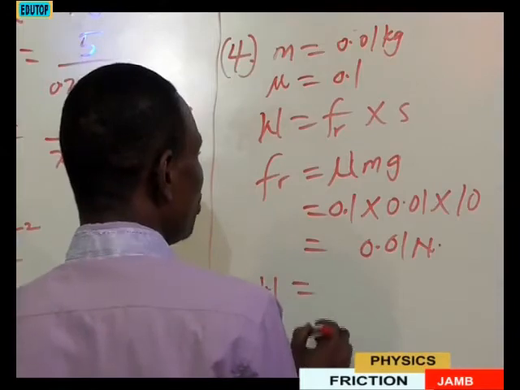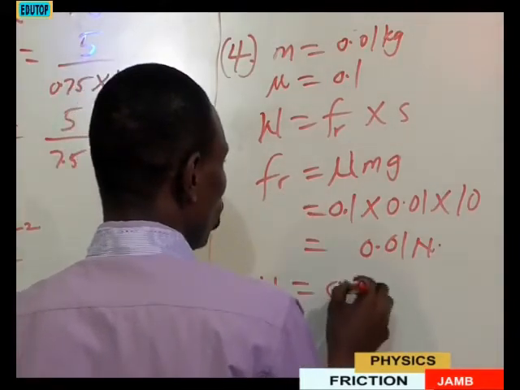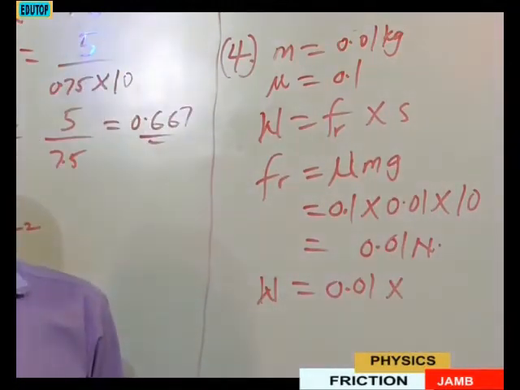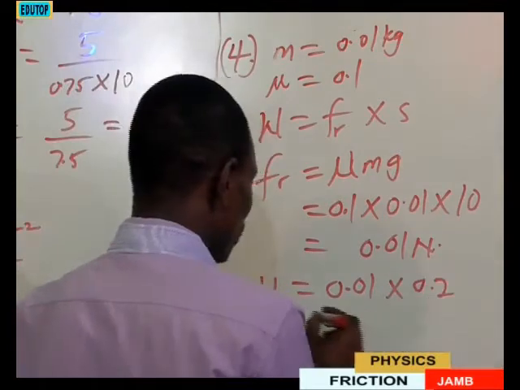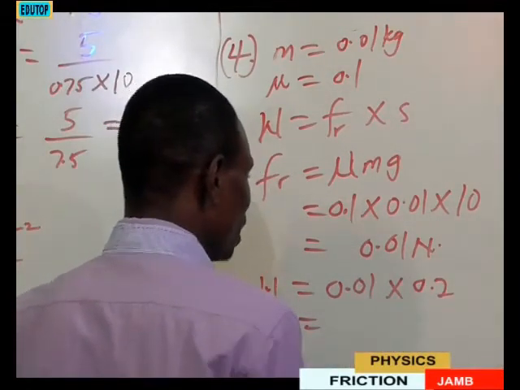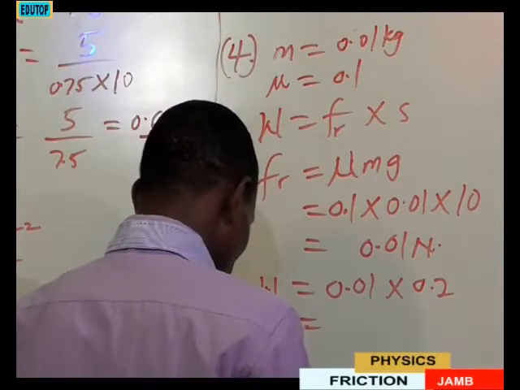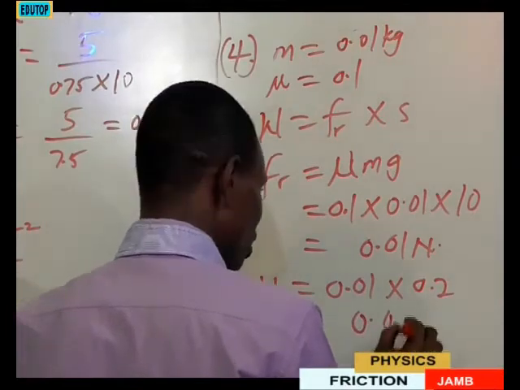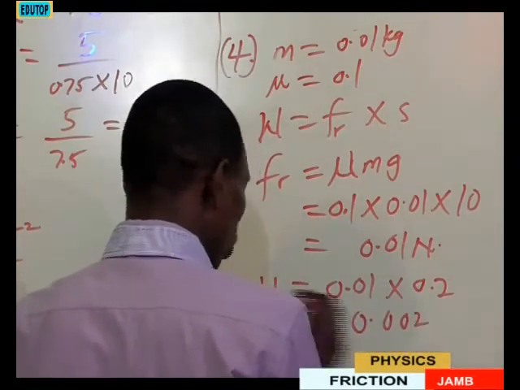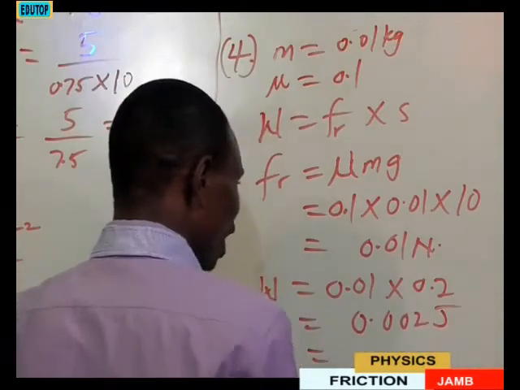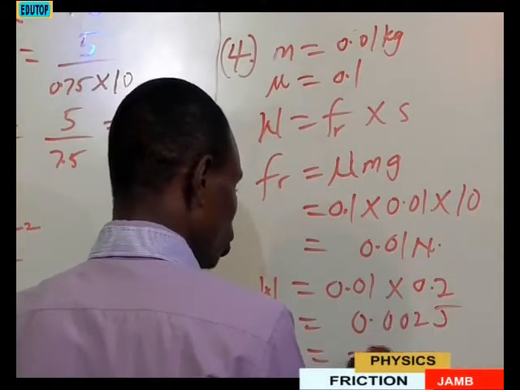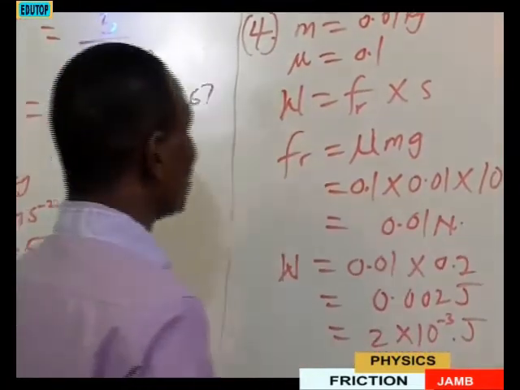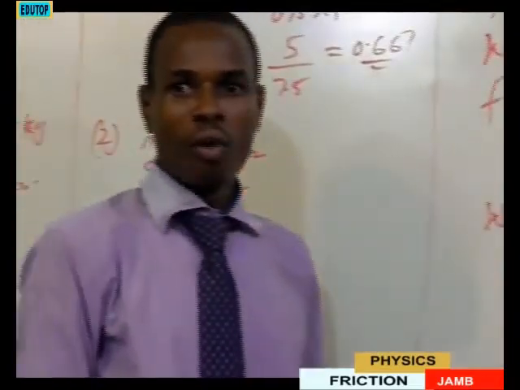Then the work done will be equal to the force, which is 0.01, times x. The x given is 0.2 meters. So I multiply 0.01 by 0.2, and we are going to have 0.002. Then we are looking for work done, that is joule. This is 2 times 10 to the minus 3 joule. And that is the answer to question number 4.